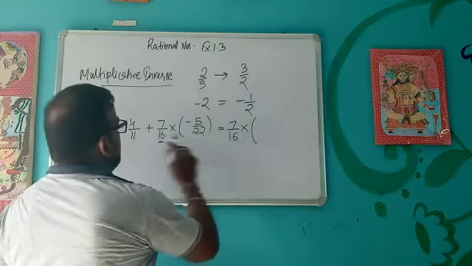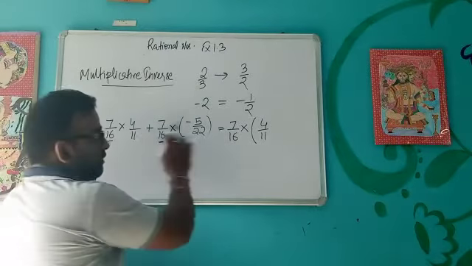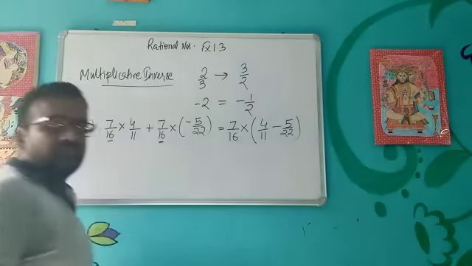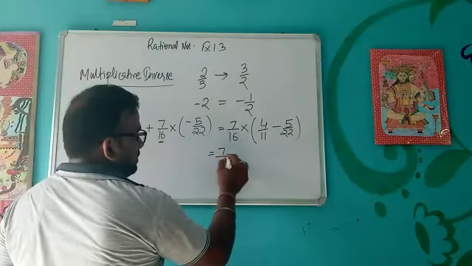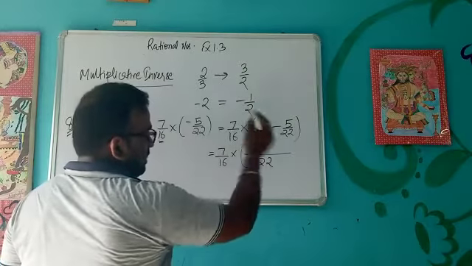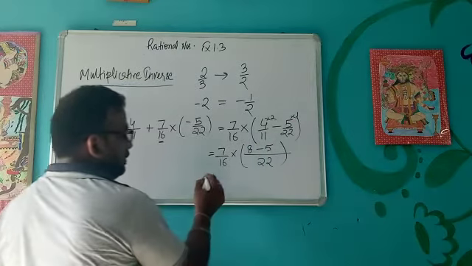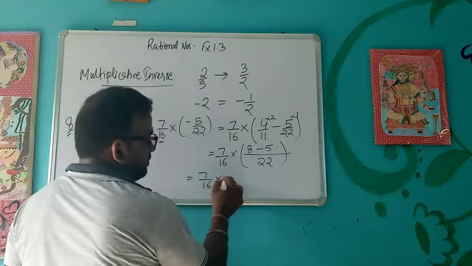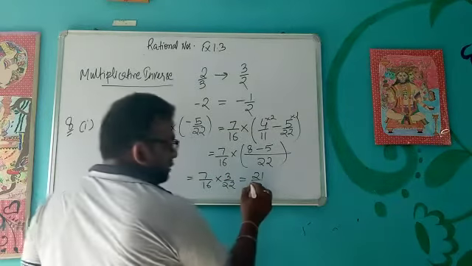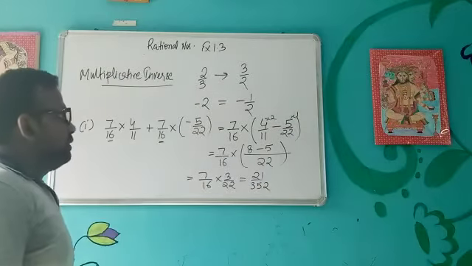Then you will make a bracket, and in the bracket we will write the terms as they are along with the sign. It was plus 4 upon 11 and minus 5 upon 22, like this. Then we will solve the bracket. Inside it, 22 becomes 2 and 1, so 8 minus 5 upon 22. So finally the answer will be 3 upon 22, and nothing can be simplified, so we will simply write the answer 21 upon 352. So this is how you can use the distributive law to solve the questions.